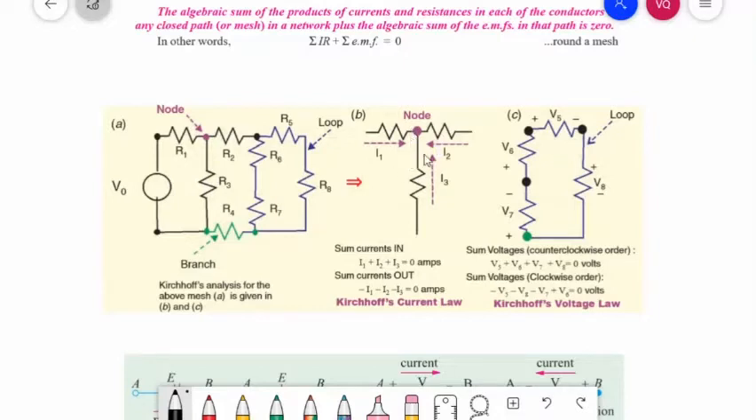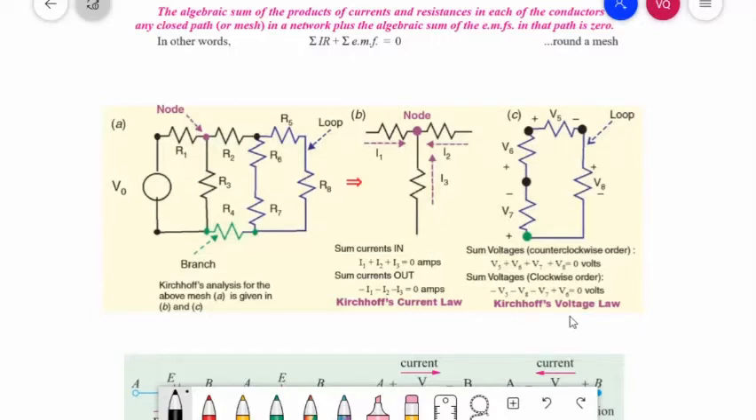If we perform KCL in this node, as we can see here, the direction of currents: I1 is entering into the node, I2 is entering, and I3 is also entering. So I1 plus I2 plus I3. There are no leaving currents, so we will equate it to 0. That is the Kirchhoff's current law.